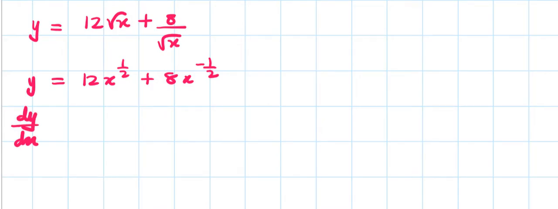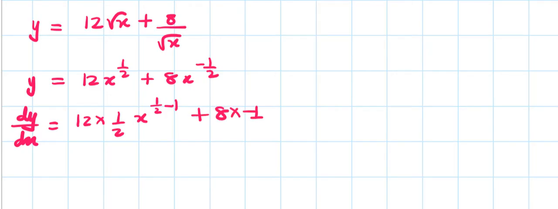So derivative, we can write derivative as dy by dx. We can also write derivative as y dash, doesn't matter. Different ways of writing it. So 12 is a constant. Remember that derivative of a lone constant is 0. But if it's a constant multiple, you keep the constant as it is. Your half, x raised to half minus 1, plus 8 into minus half, you get the power in front, x raised to minus half minus 1.